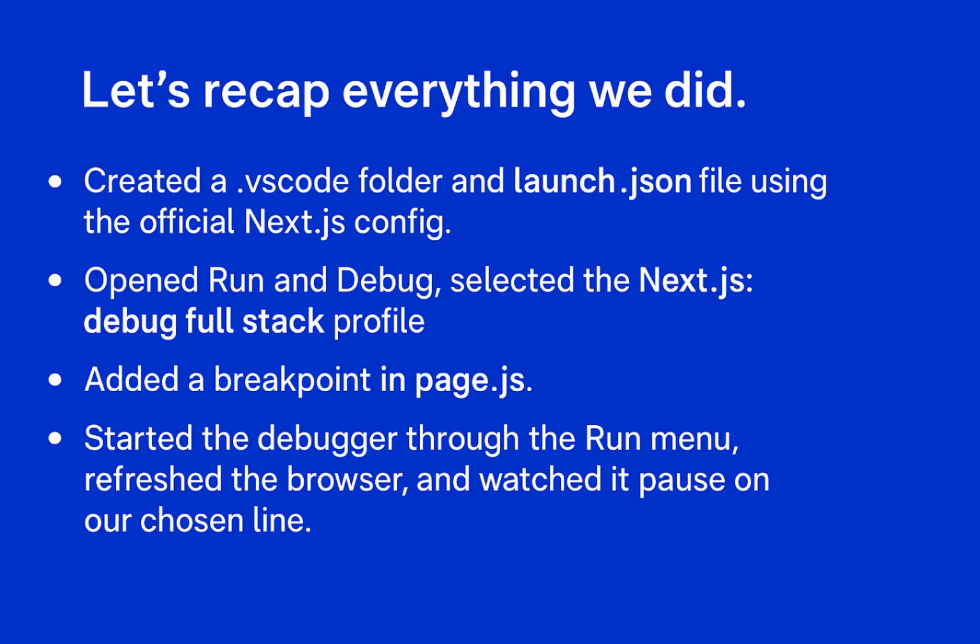Let's recap everything we did. First, we created a .vscode folder and added a launch.json file using the official Next.js config. Next, we opened Run and Debug and selected the Next.js debug full stack profile. Third, we added a breakpoint in page.js. And fourth, we started the debugger through the Run menu, refreshed the browser, and watched the debugger pause on our chosen line. That's the entire debugging loop, and now you can use it on every Next.js project you build.